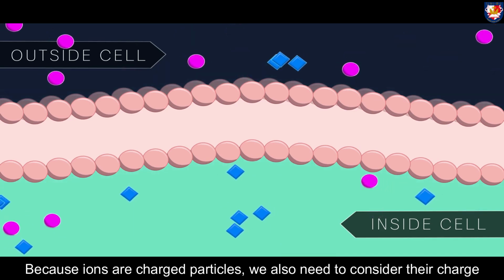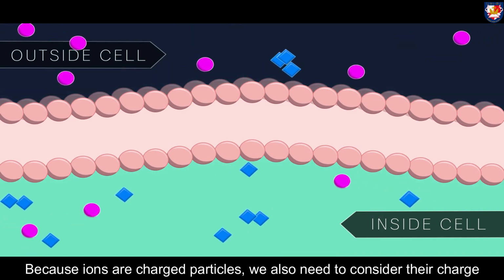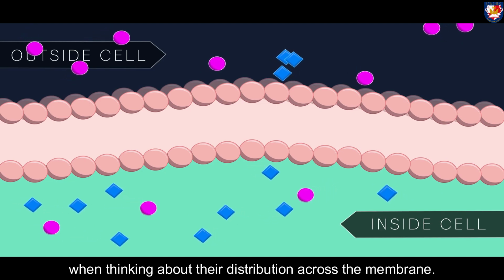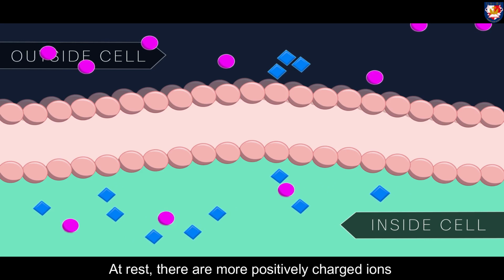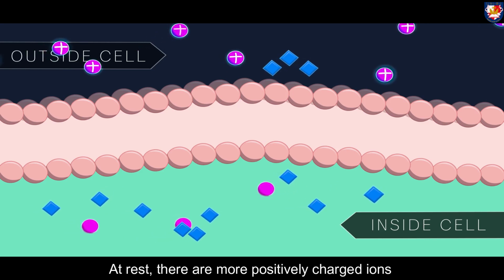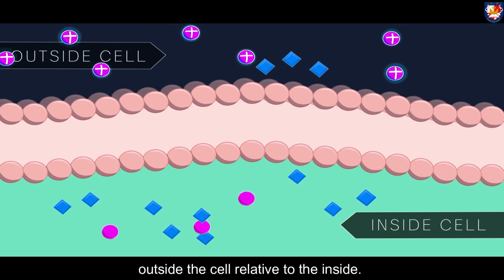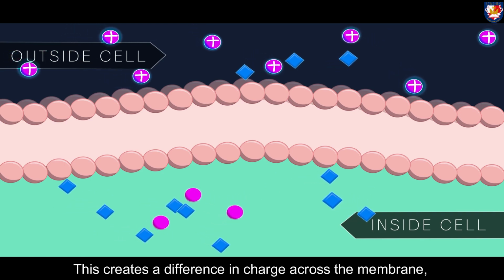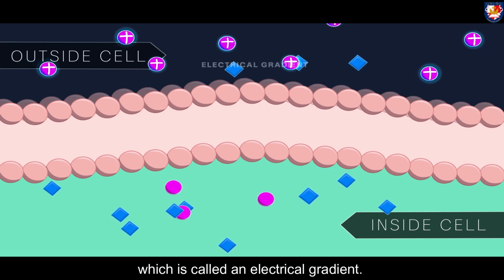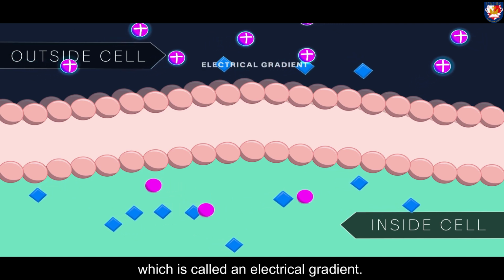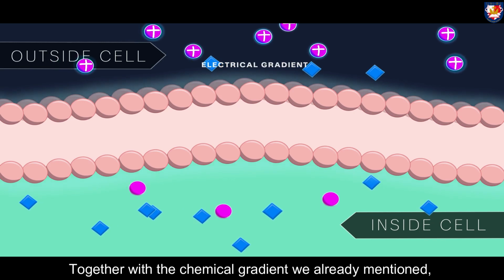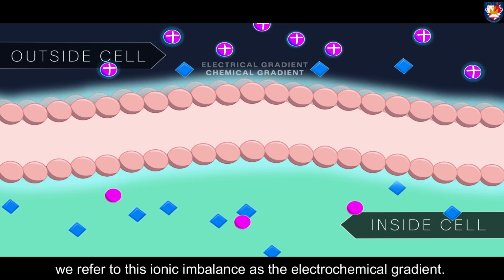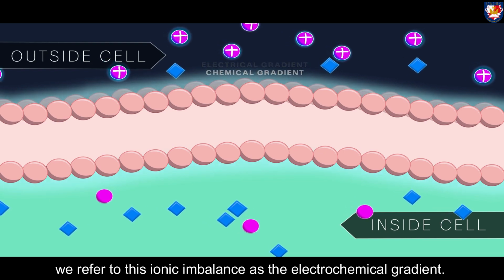Because ions are charged particles, we also need to consider their charge when thinking about their distribution across the membrane. At rest, there are more positively charged ions outside the cell relative to the inside. This creates a difference in charge across the membrane, which is called an electrical gradient. Together with the chemical gradient we already mentioned, we refer to this ionic imbalance as the electrochemical gradient.